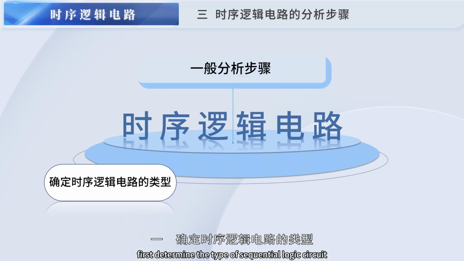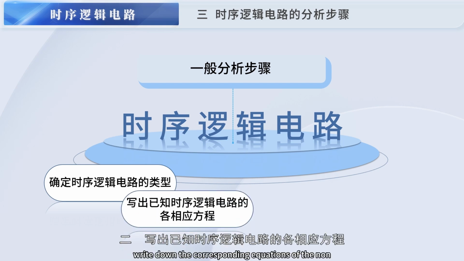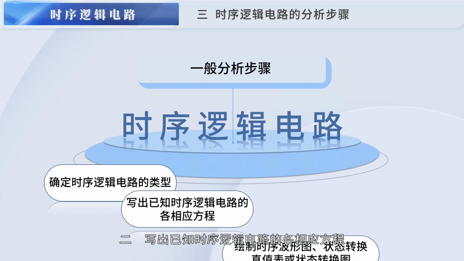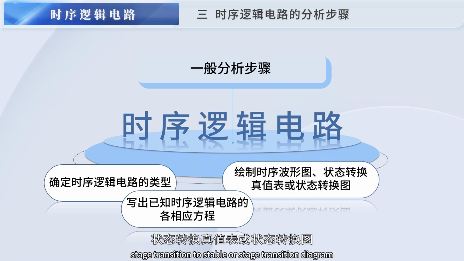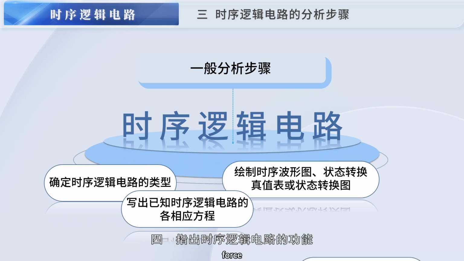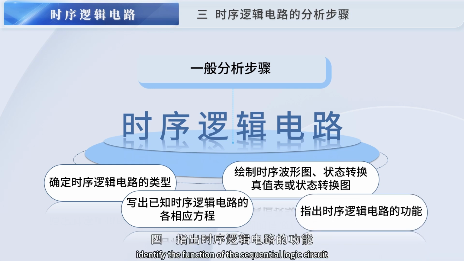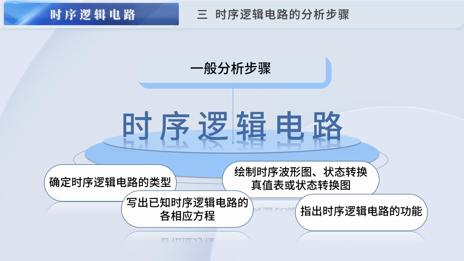First, determine the type of sequential logic circuit. Second, write down the corresponding equations of the known circuit. Third, draw the timing waveform diagram, state transition truth table, or state transition diagram. Fourth, identify the function of the sequential logic circuit.